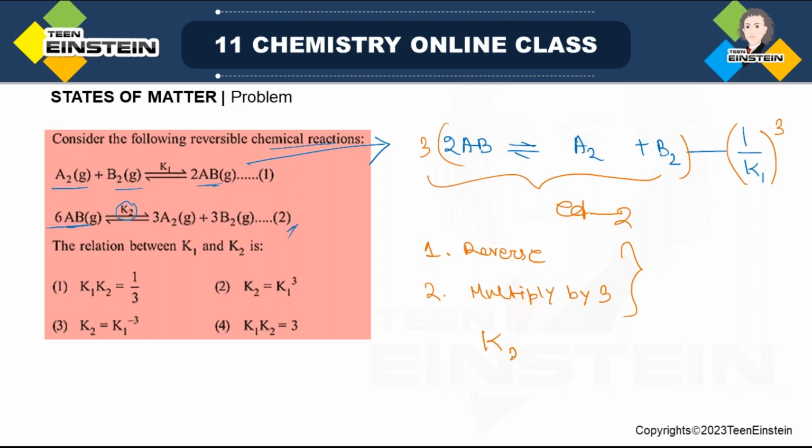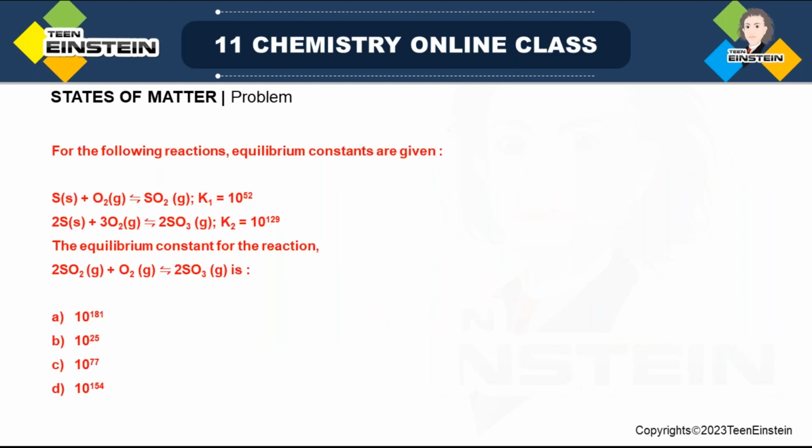So now we can write that K2 should be equal to 1 by K1 to the power 3, or K1 to the power minus 3. So it is matching with option 3, right? So in this way, we have applied whatever we have seen in the last slide, right? Next problem.